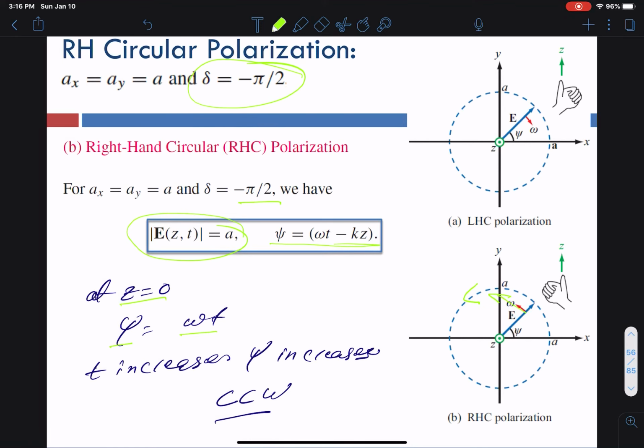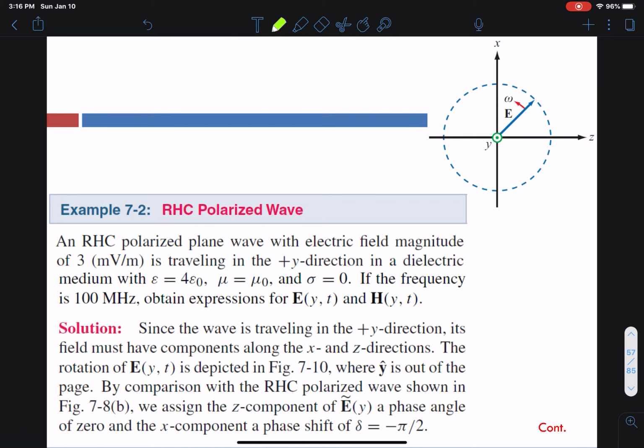All right. We're going to do this problem in class to give you more insight into polarization. In the next lecture, we're going to get into elliptical polarization.